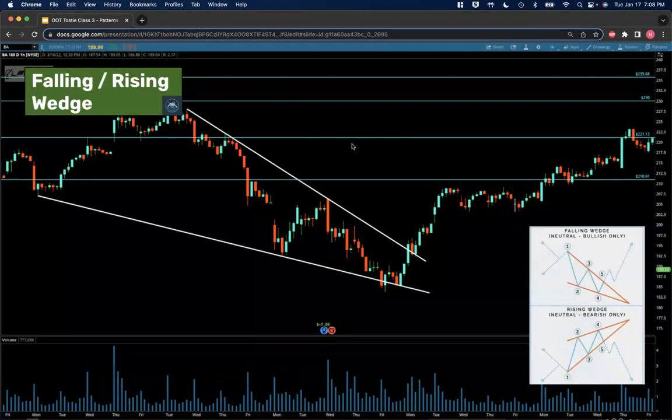I think these are the last two patterns. I just want to mention them really quickly. Falling and rising wedge, again, really just two trends, right? Not too much to unpack. Really what you're just seeing is a consolidation in trading activity, right?